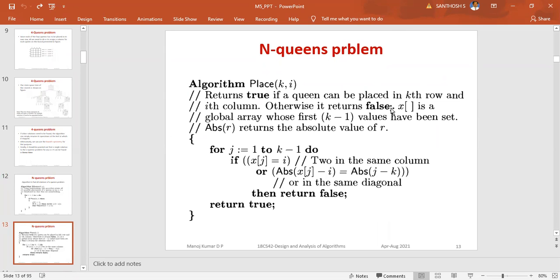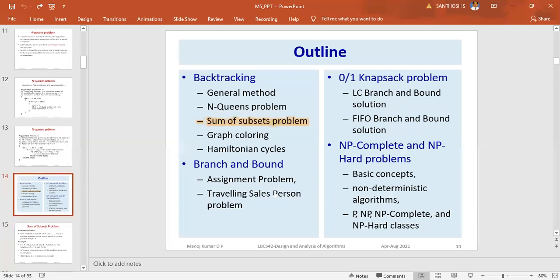Otherwise, it returns false. So x is the global array whose first k minus 1 values have been set. For j equals 1 to k minus 1, if x[j] is equal to i, or abs of x[j] minus i is equal to abs of j minus k, they are on the same diagonal, then return false; otherwise return true. This is the algorithm for Place.